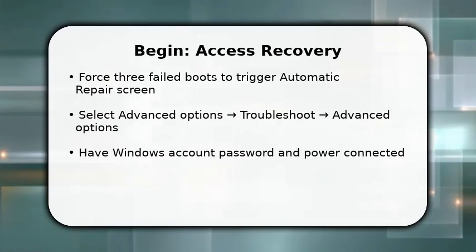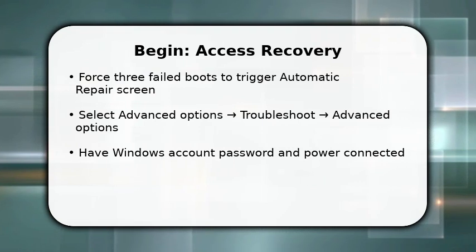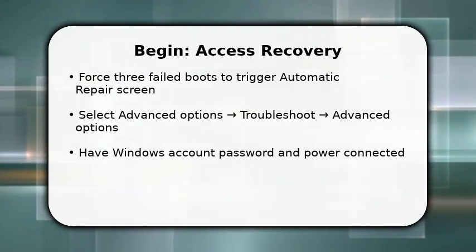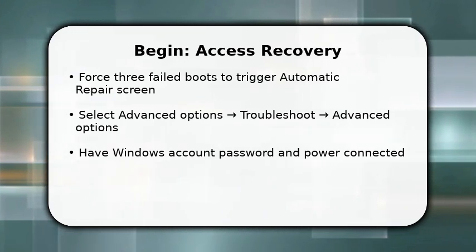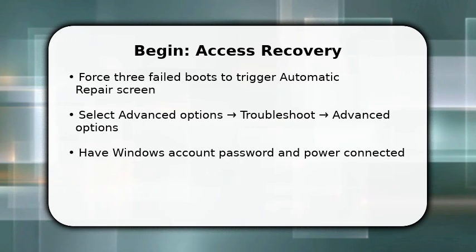You start by forcing Windows into its recovery environment. Power on, interrupt boot 3 times, and let automatic repair appear. Once done, choose Advanced Options, then Troubleshoot and Advanced Options again.